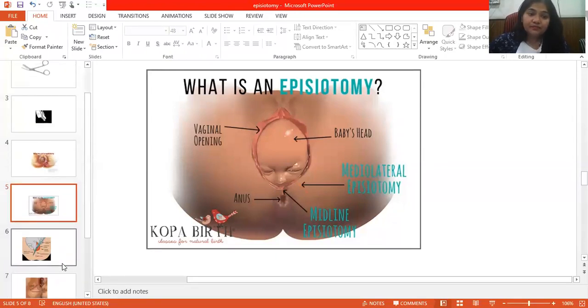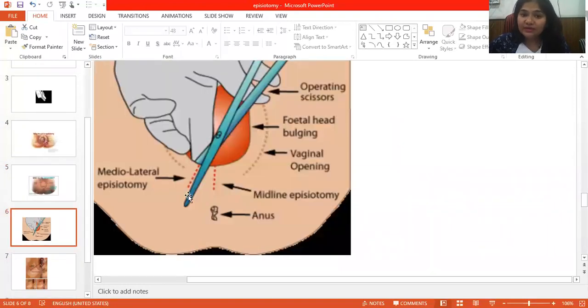Now, this is how an episiotomy is given. So the orange part is the vaginal introitus, and inside this is going to be the big fetal head, which is going to stretch the perineum and the introitus, right? So episiotomy is given. Is it given for every patient?